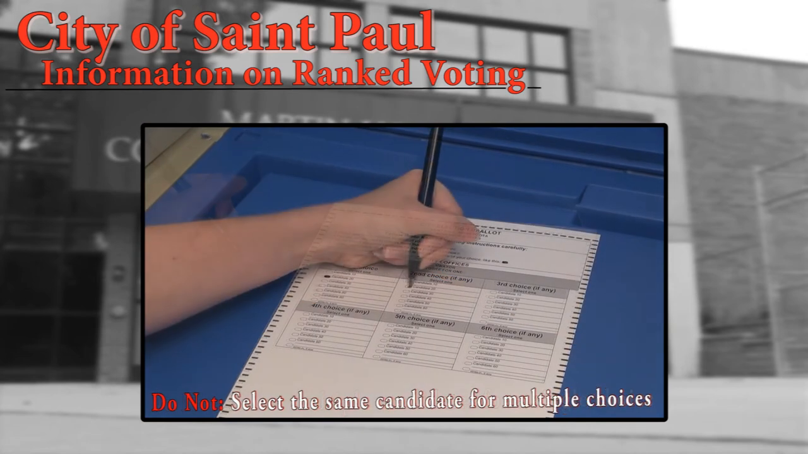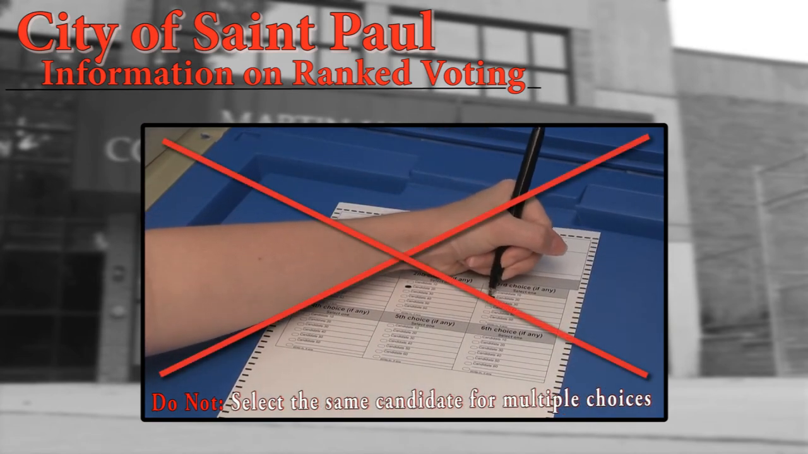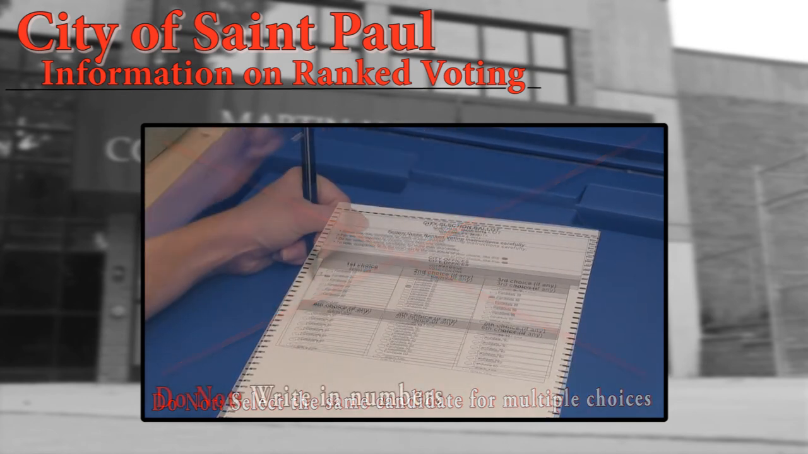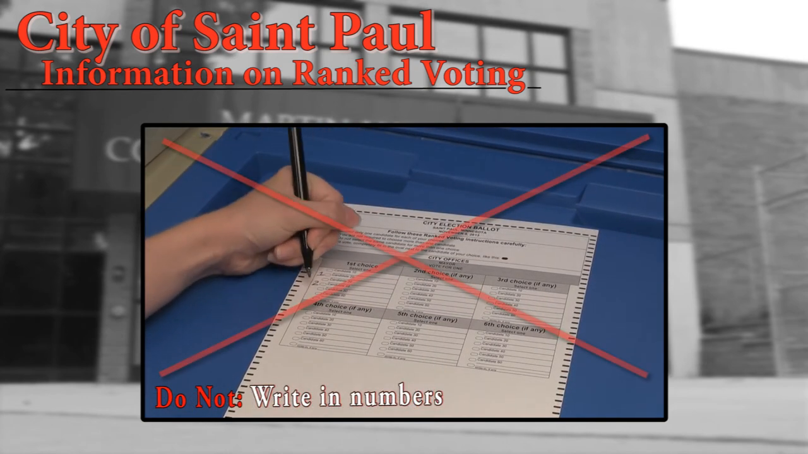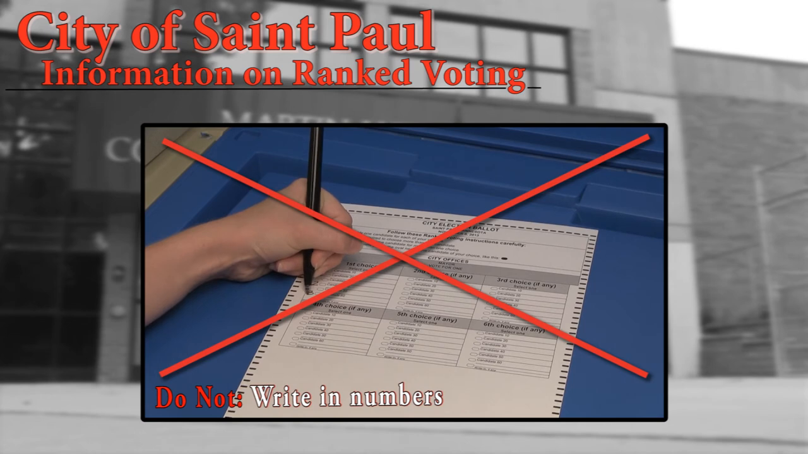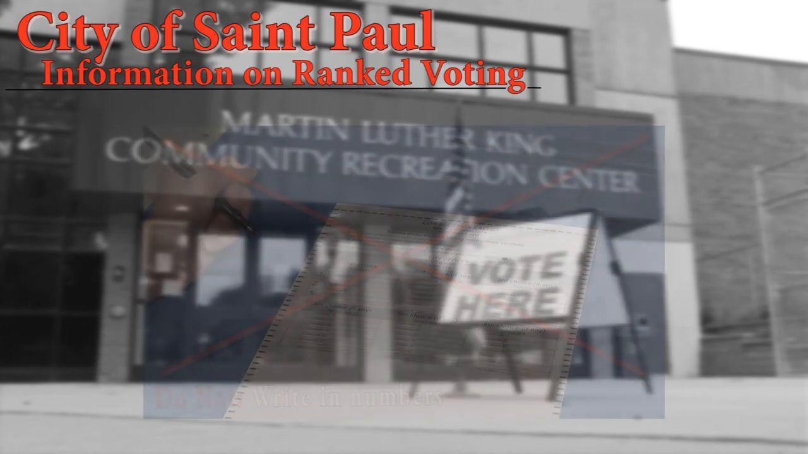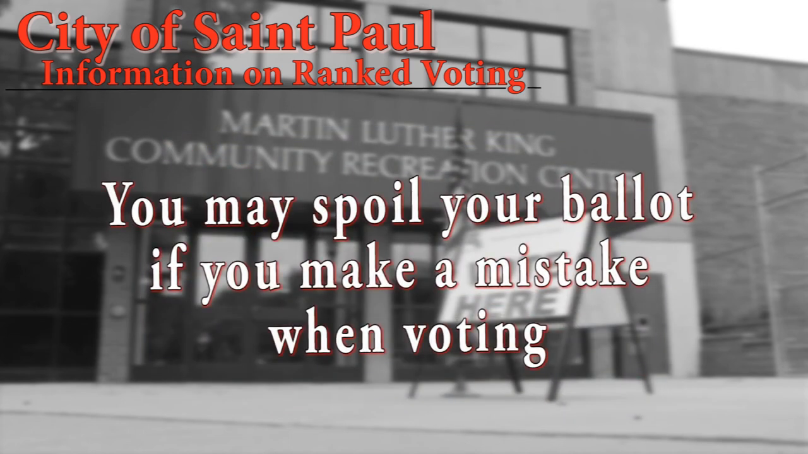Do not select the same candidate for more than one choice. And never write in numbers. Instead, always fill in the box next to the candidate's name. If you make a mistake when voting your ballot, you may request a new ballot from an election judge.